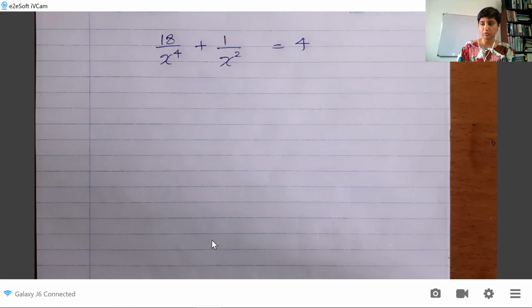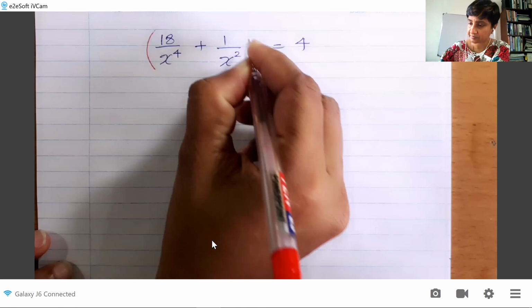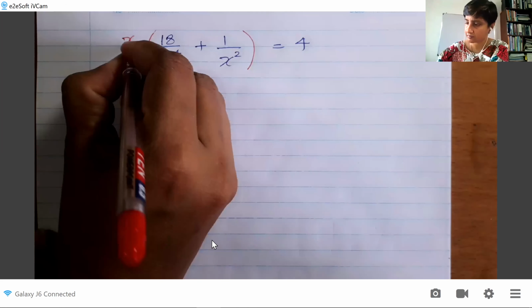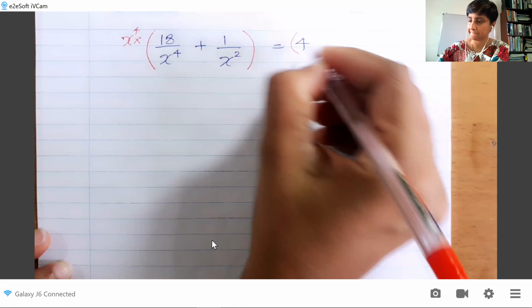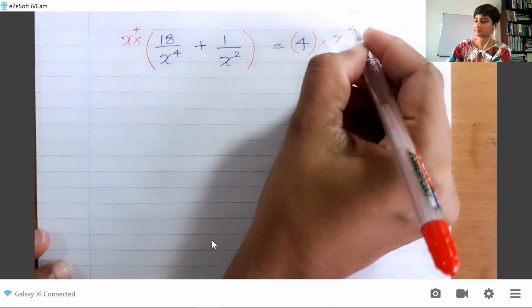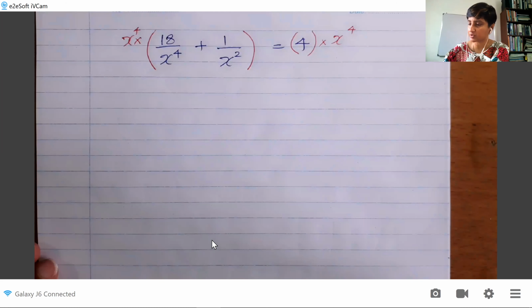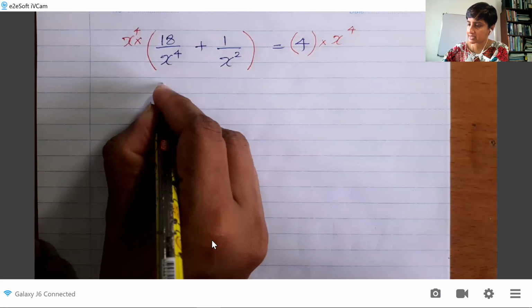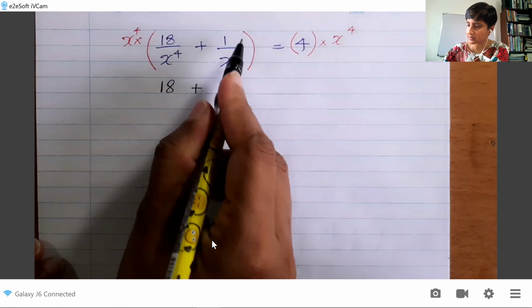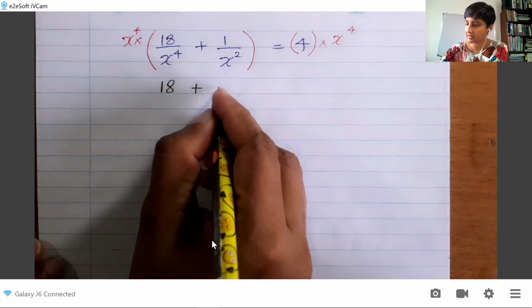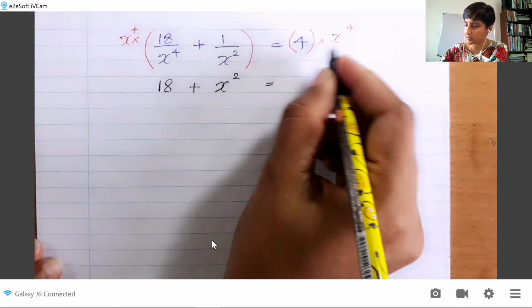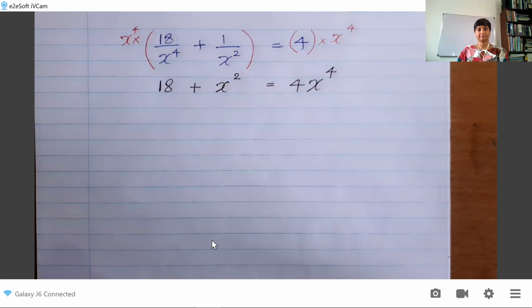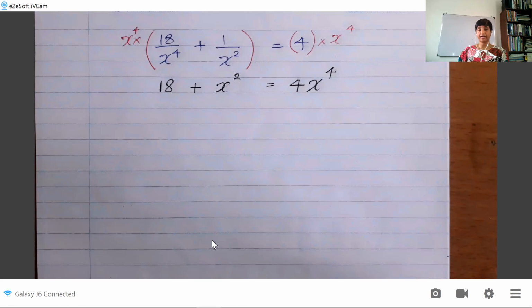So I'm going to multiply both sides by x to the power of 4, both sides. Right? When I do that, each term here gets multiplied by x to the power of 4. So I get 18 here, plus, when I multiply by this, I get x squared there. And here I get 4x to the power of 4. Right? Now I have gotten rid of the denominators.